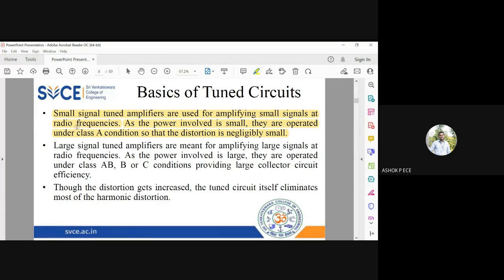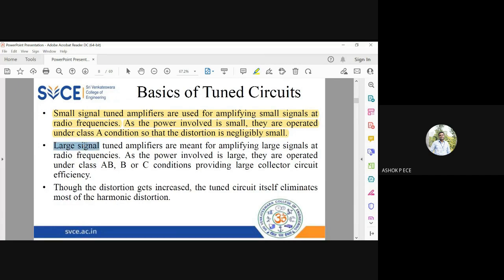So in class A, the Q point is exactly in the middle, and class A is the only amplifier which has very, very small distortion. It is a highly linear amplifier, right? So small signal tuned amplifiers mostly operate in class A condition where the distortion is almost zero. Ideally, it is zero. Practically, it will be very, very small when compared to other categories.